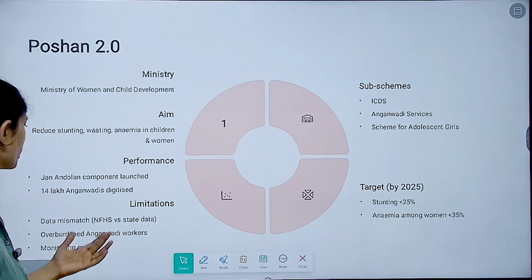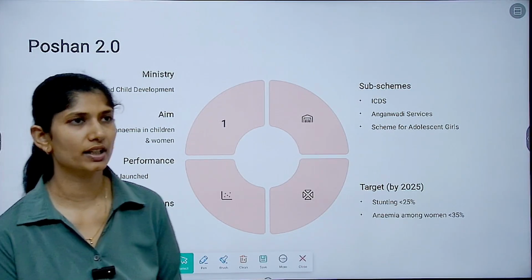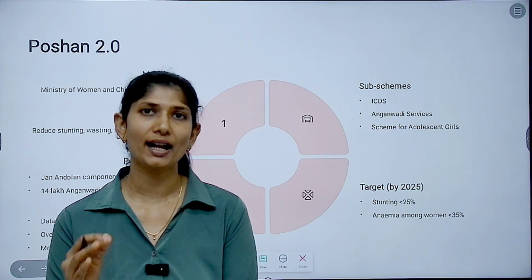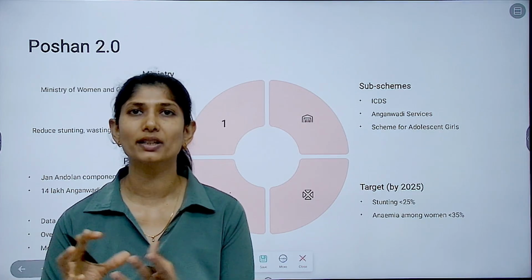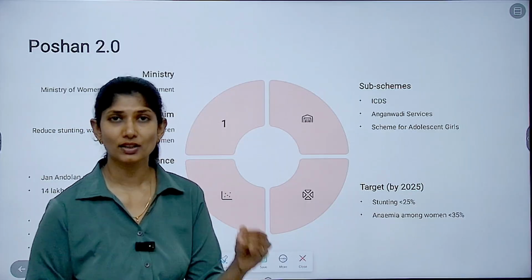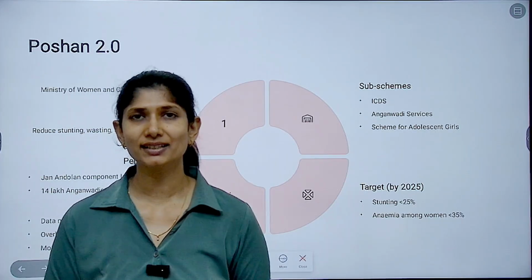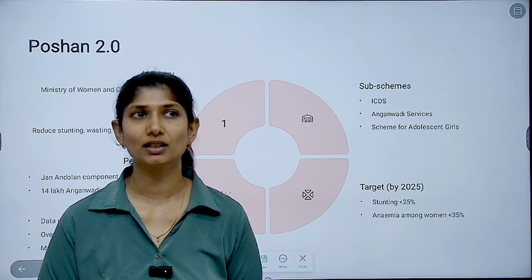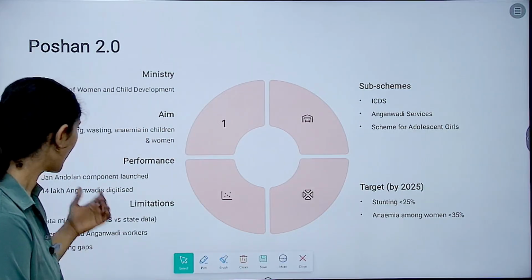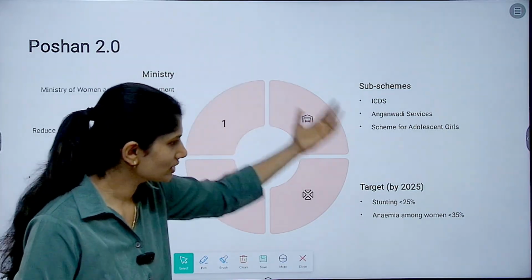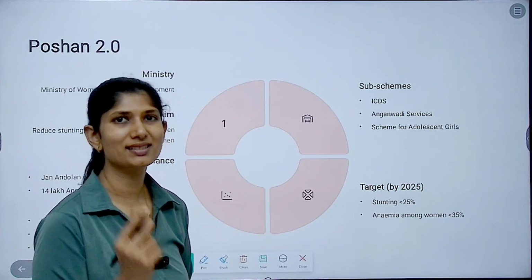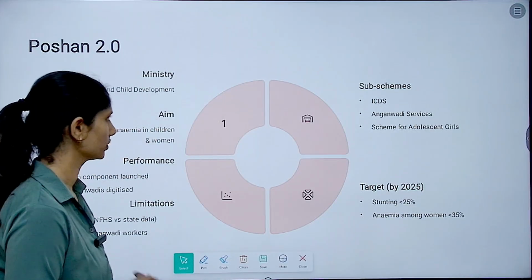The limitations, if you see, of Poshan Abhiyan, first and foremost is that the data given out by the state agencies and your National Family Health Survey is very different. So the claim is much higher than what the ground reality is. Second thing is, because of all of these things, the Anganwadi workers have also claimed an overload of work. Understanding? And also, yes, you have launched the scheme, sub schemes, everything, but in the monitoring and taking proper feedback, there are significant gaps that have been observed.